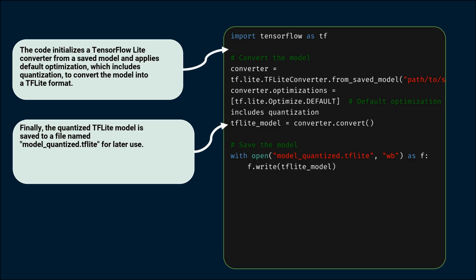Next, we enable optimizations by setting the converter's optimizations attribute to the default optimization setting, which includes quantization. This is a crucial step as quantization reduces the model size and enhances inference speed, which is vital for mobile applications. Once we configure the converter, we call the convert method to perform the conversion process. This will output the TensorFlow Lite model, now compressed and fine-tuned for efficient execution. Finally, we save the resultant model to disk as a .tflite file, which can be used in our mobile application.